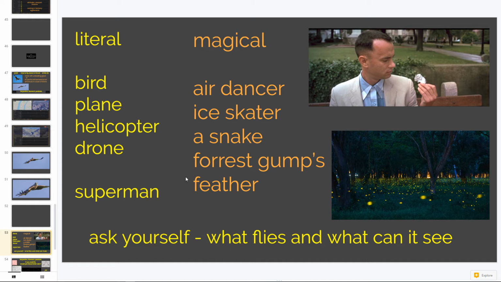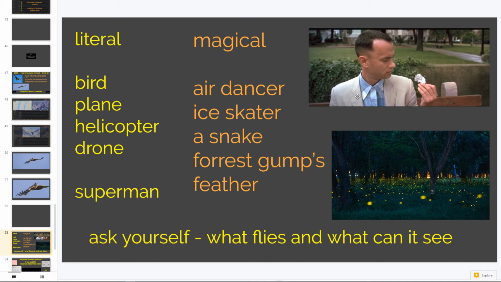But on the golden side, almost on the right hand side, I've got things like, can you use Google Earth Studio to fly through the air, to move through the air in a very magical way, like maybe an air dancer, an ice skater, even a flying snake? I love the example of Forrest Gump's feather. If you've never seen the movie, look at the opening sequence. There is this feather blown in the wind that ends up falling down to Forrest Gump's shoe, and he picks it up.